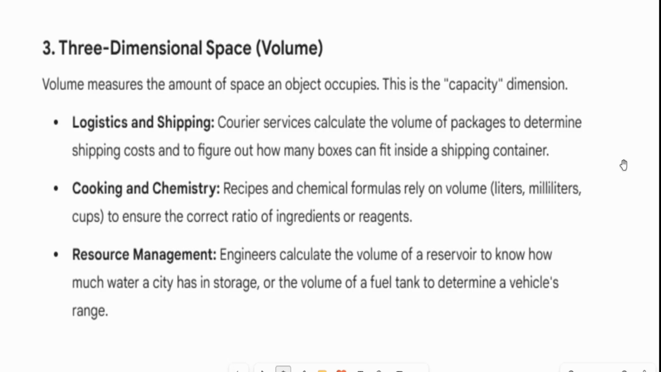So that is volume. And in cooking and chemistry, recipes and chemical formulas rely on volume. That is either liters, milliliters, or cups to ensure the correct ratio of ingredients or reagents. And then the last one is in resource management, where engineers calculate the volume of a reservoir to know how much water a city has in storage, or the volume of a fuel tank to determine a vehicle's range.